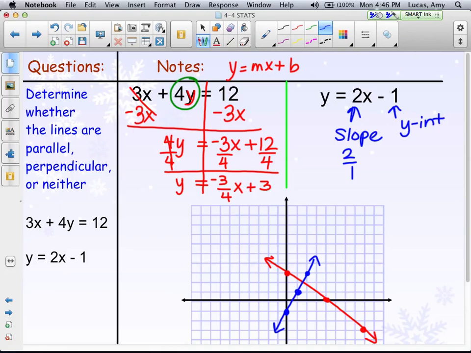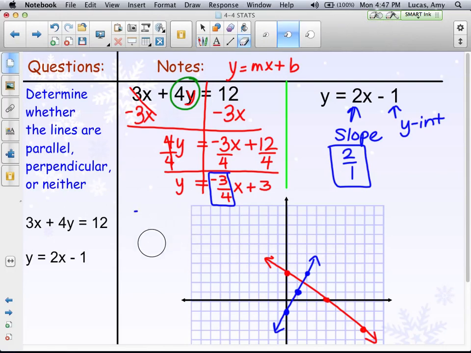Now, these lines could look like they're perpendicular. They look pretty good, they intersect. But if you look at the slopes in particular, you'll see that one of them is negative 3/4 and the other one is 2 over 1. They are not opposite reciprocals. They did not flip and change. If one of my slopes is negative 3/4, the other one would have to be positive 4/3. So positive 4/3 is not the same as 2 over 1. So these are not perpendicular. They're also not parallel because parallel slopes stay the same. So these have to be neither.